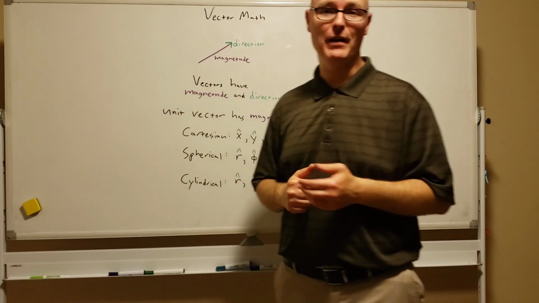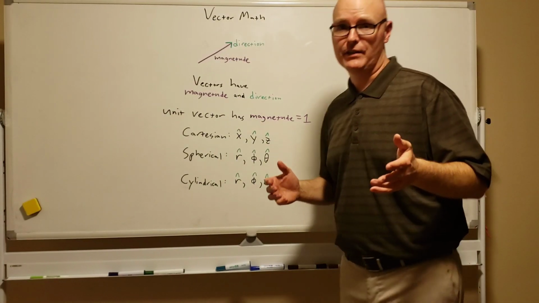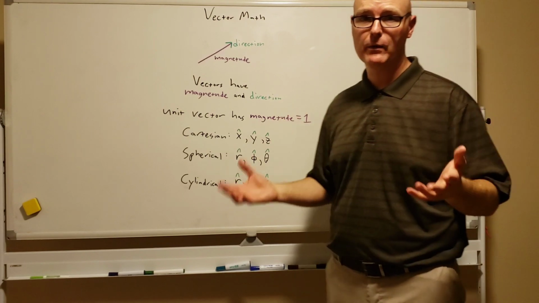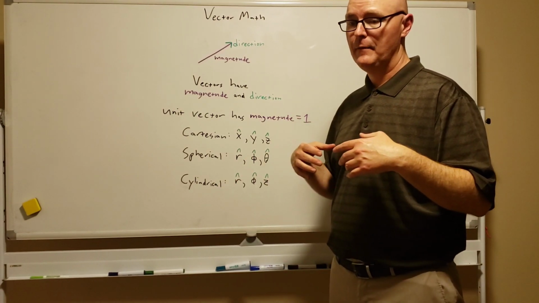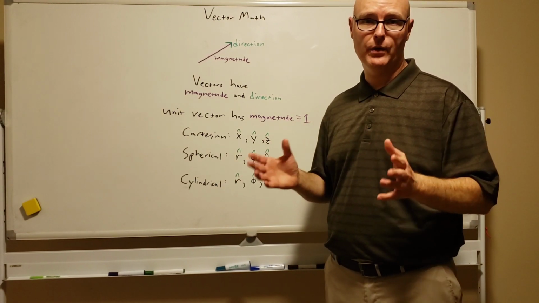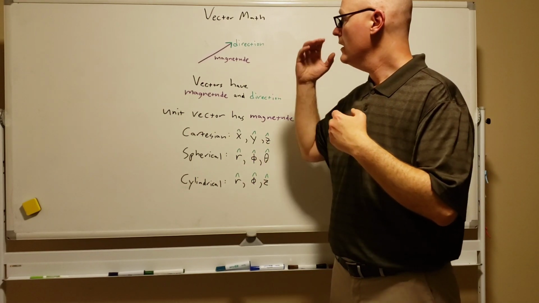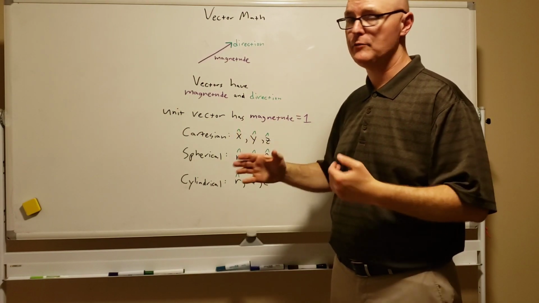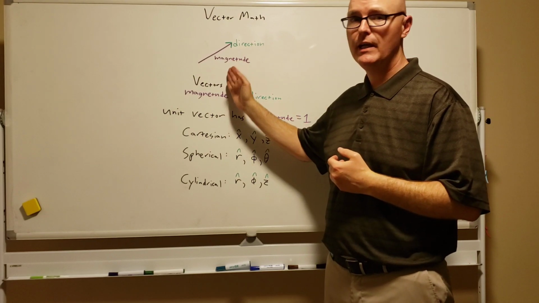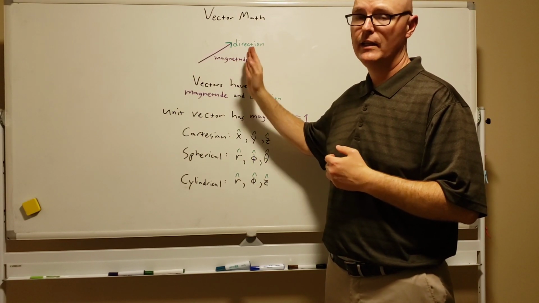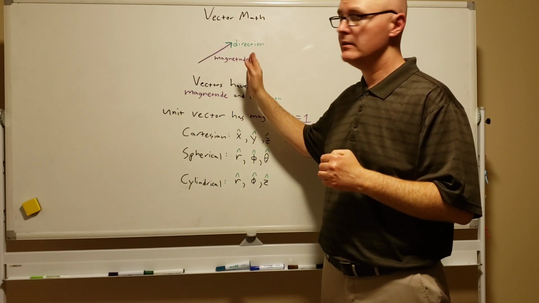Today I'd like to talk to you about vectors. So what is a vector? A vector is a mathematical construct. It is a visual way of seeing a world. It is a quantity that has both a magnitude and a direction. Okay, with a magnitude and a direction.